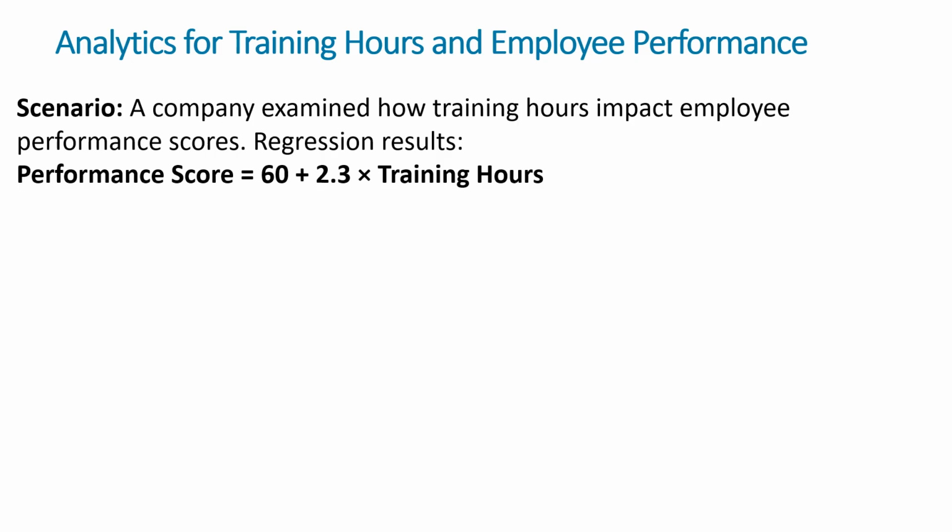So this is the regression model. For example, we have a regression model where performance score equals 60 plus 2.3 multiplied by training hours. Say you want to predict performance score with this model. For example, I am the owner of the company, and I want to give my employees more opportunity to learn something new, so I conduct a training.